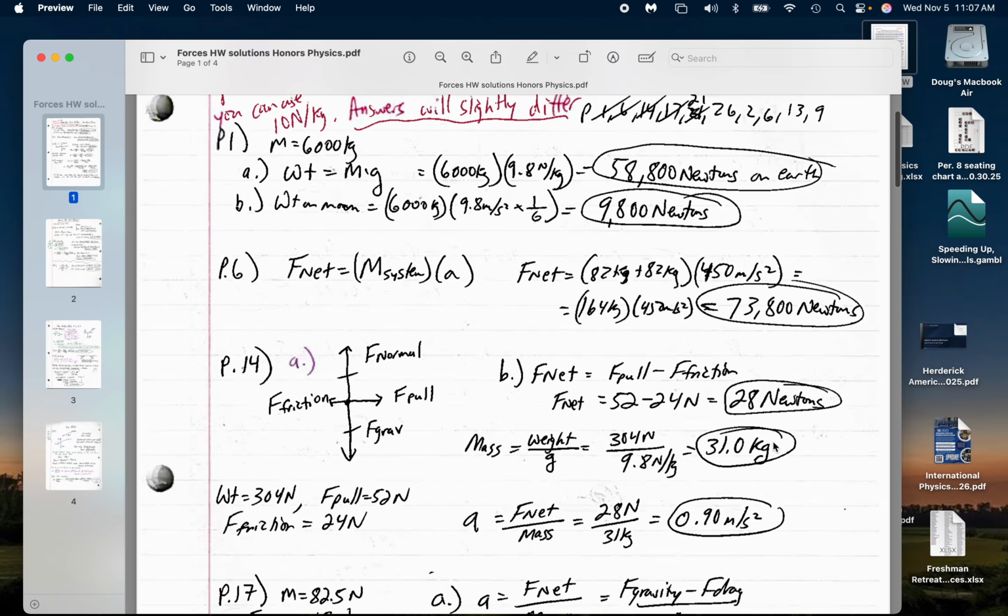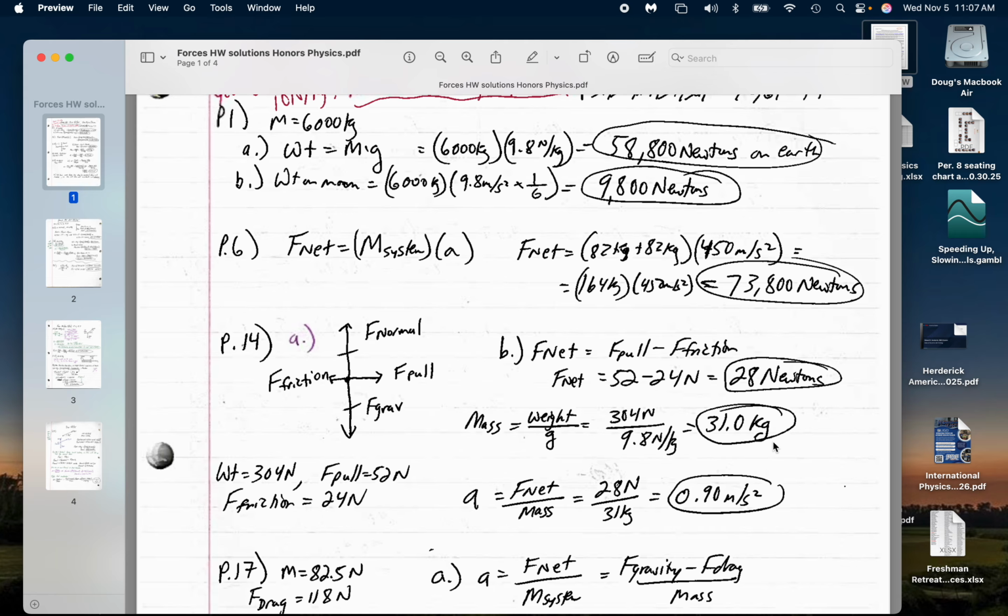For problem 14, this is fun because it's Dominic and his sister. He is trying to pull her in a wagon. So the net force is the difference of the horizontal forces. That's 28 newtons. The mass I would get by taking this weight, 304 newtons, which was given, dividing by 9.8. So the mass is 31 kilograms, which is ridiculously small. That's somewhere around 65 pounds. I doubt that she's only 65 pounds, but whatever.